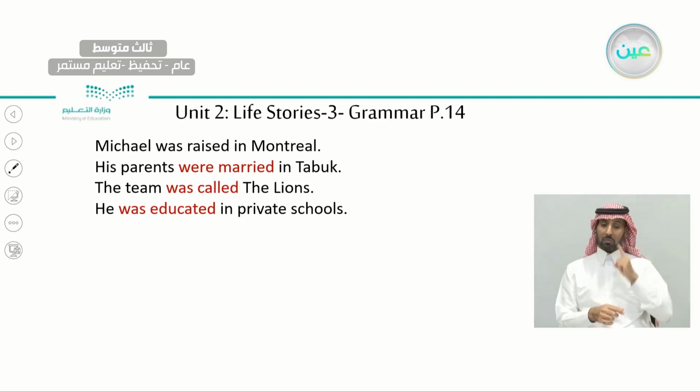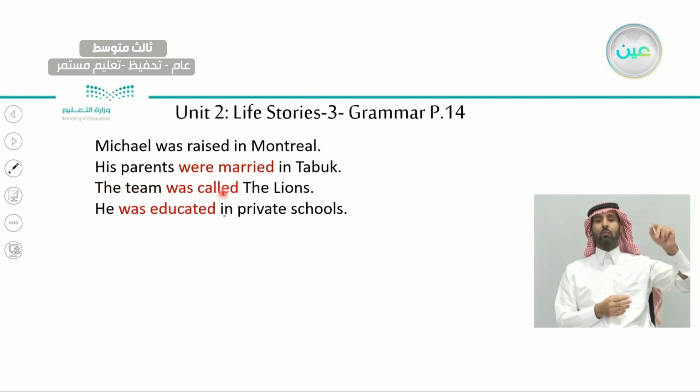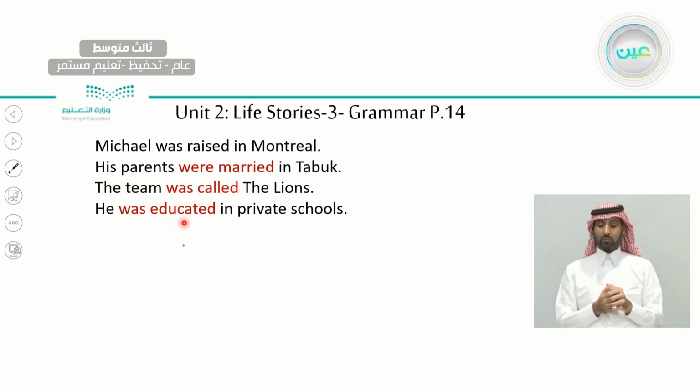Yes? Another example, his parents were married in Tabuk. Were married in Tabuk. Okay? So this is another example. The team was called the Lions. He was educated in private school. Okay? These are examples in using the passive voice.